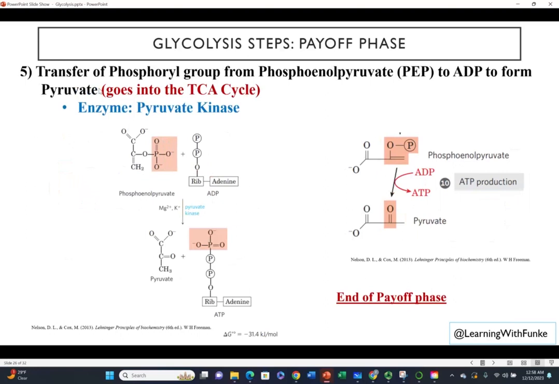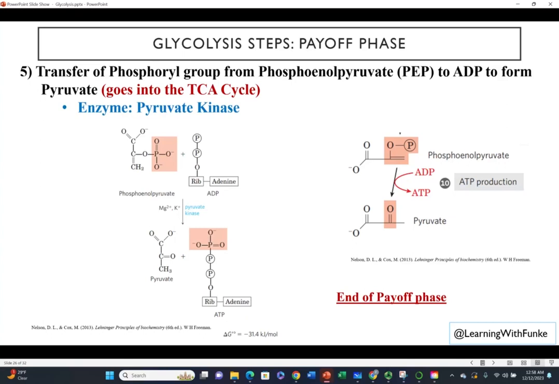Okay, and so the transfer of the phosphoryl group from PEP to ADP happens in this step. PEP transfers its phosphate group to ADP to form ATP. We also form pyruvate in this step, and this pyruvate is what goes into the TCA cycle and further downstream to produce even more ATP. I'll be going over that in subsequent videos.